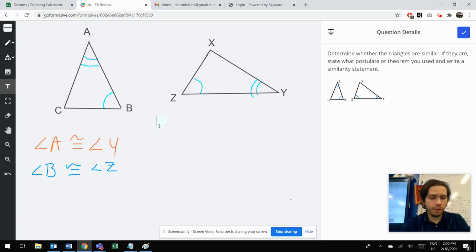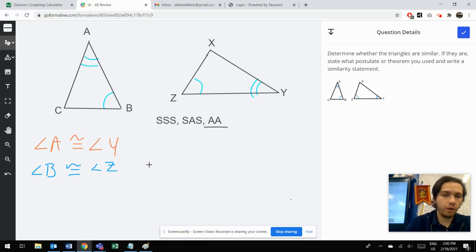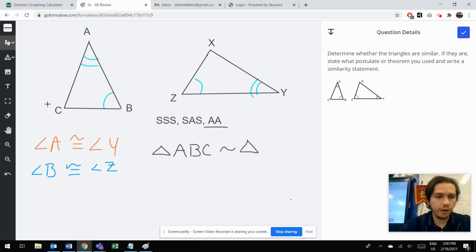So the similarity theorems we have are side-side-side, side-angle-side, and angle-angle. I have two angles that are equal, which means I can use angle-angle. So what I will go ahead and say is triangle ABC is similar to, that's what that little squiggly means, similar to, triangle, and then A matches to Y. So I wrote A first, I'm going to write Y. B matches to Z. So I wrote B second, so I'm going to write Z second.